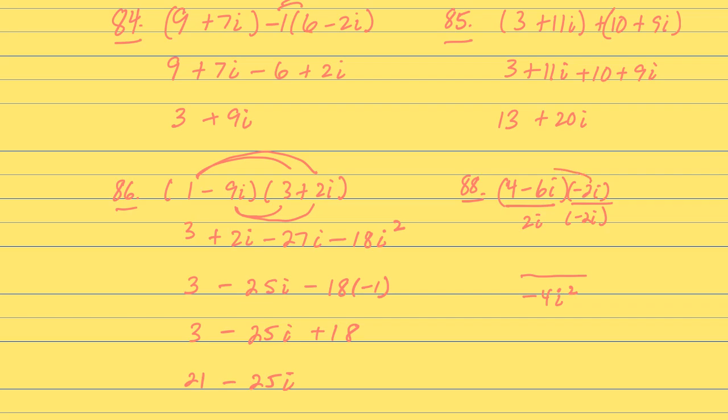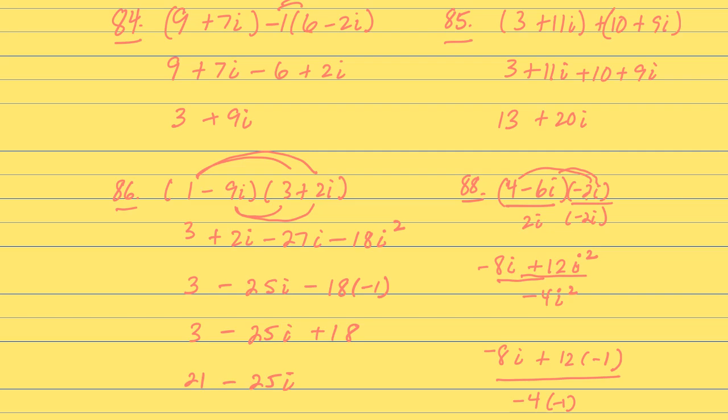And then here you have negative 2i times 4, which gives you negative 8i. And then negative 2i times negative 6i gives you positive 12i squared. And remember that i squared is going to be equal to negative 1. So you have negative 8i plus 12 times negative 1, divided by negative 4 times negative 1.